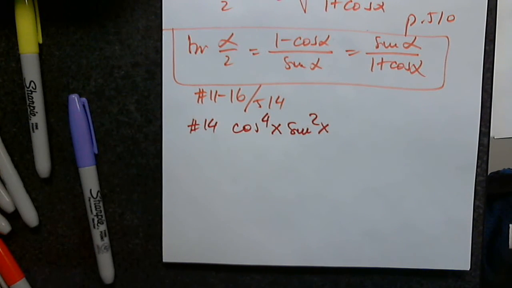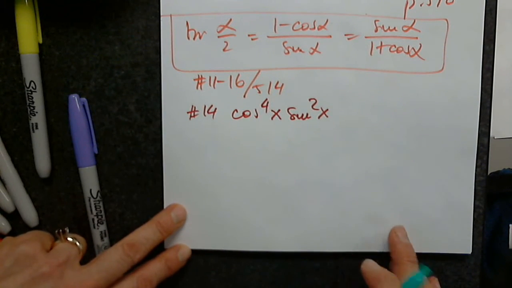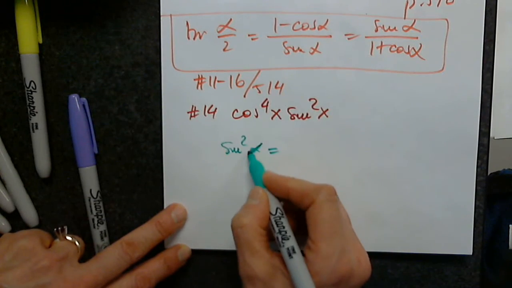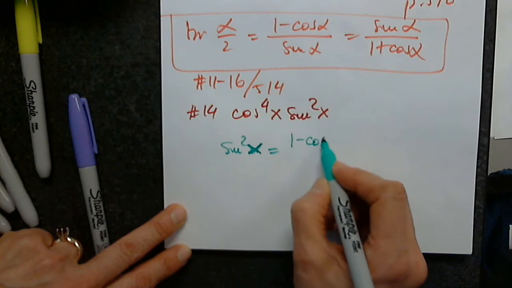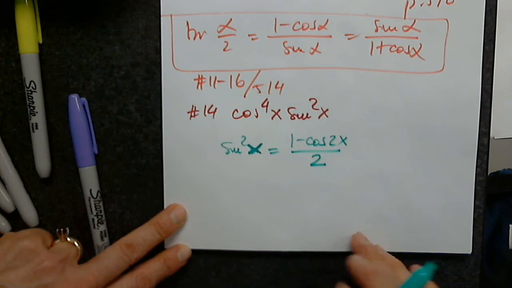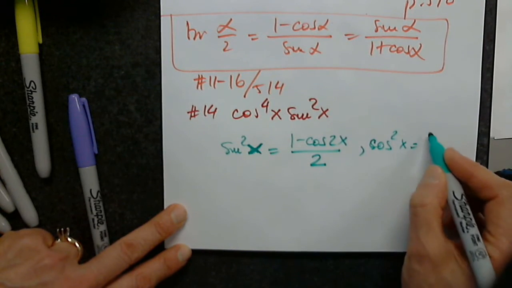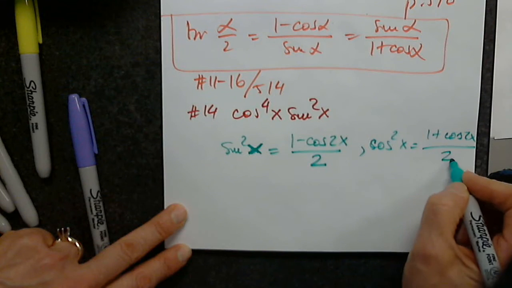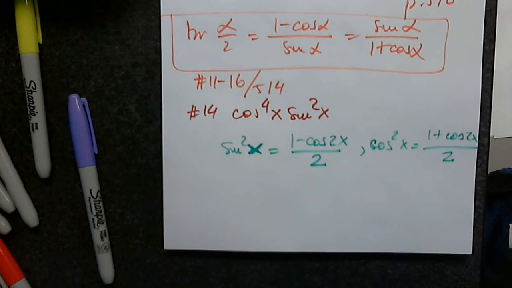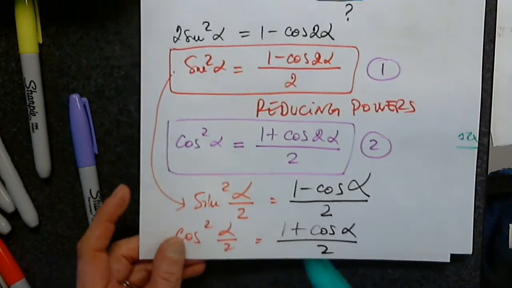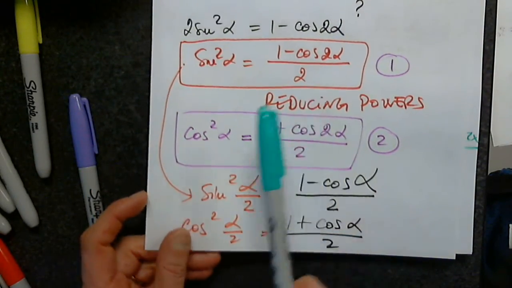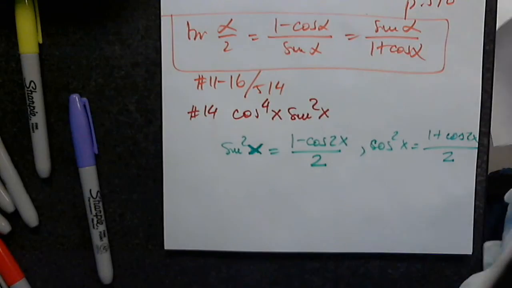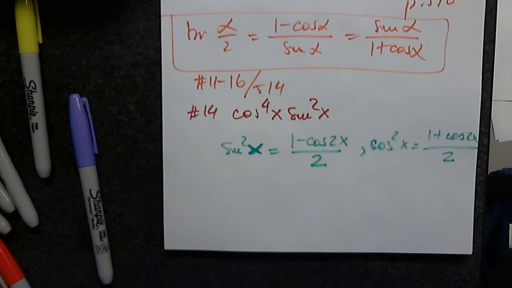Okay. Let me refresh your memory on those two formulas. I will kindly ask you to remember them, however. Sine squared x is 1 minus cosine twice x over 2. And cosine squared x is 1 plus cosine twice x over 2. These are the lowering powers. And they come from the formula for cosine twice x. Correct? That's how we determine them.